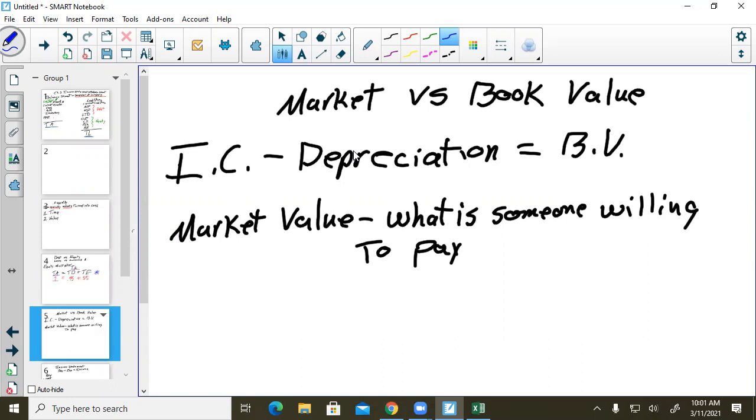What's market value? What somebody's willing to pay for it. Exactly. What somebody's willing to pay for it.